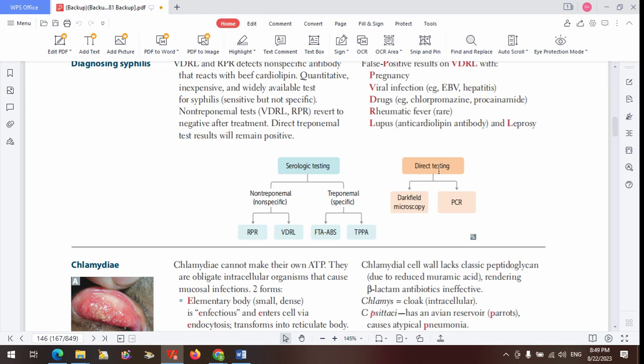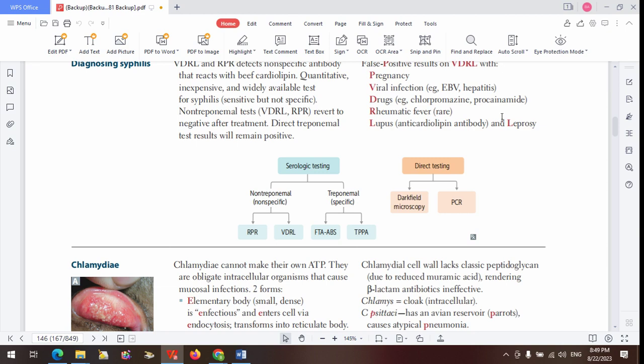Of course, direct testing is very definitive, but you can imagine the cost. Dark field microscopy is very expensive. Then PCR is not something you just do anyhow; you need to have that equipment. So the best way is to make use of the treponema specific tests, and that's when you can say your diagnosis is actually sure. But for screening, you use the VDRL test.